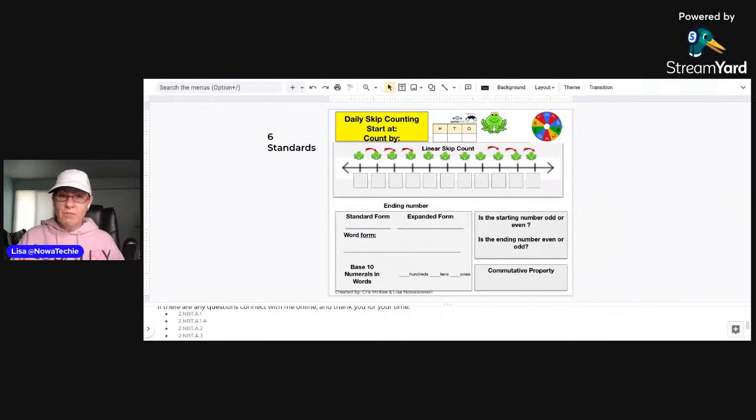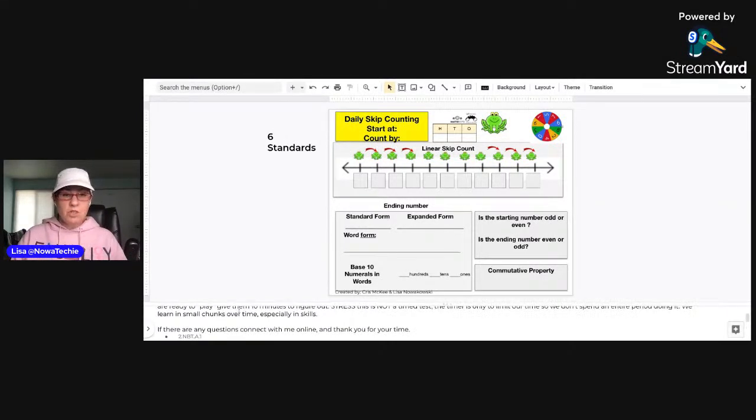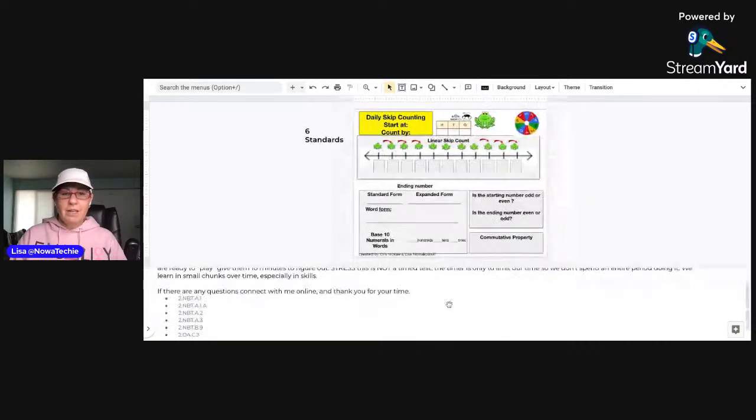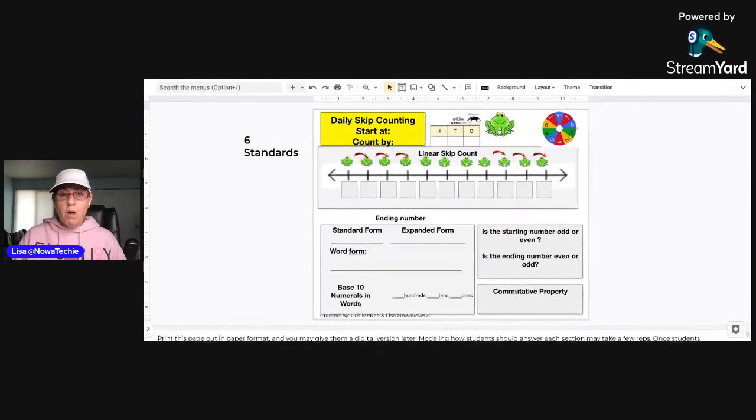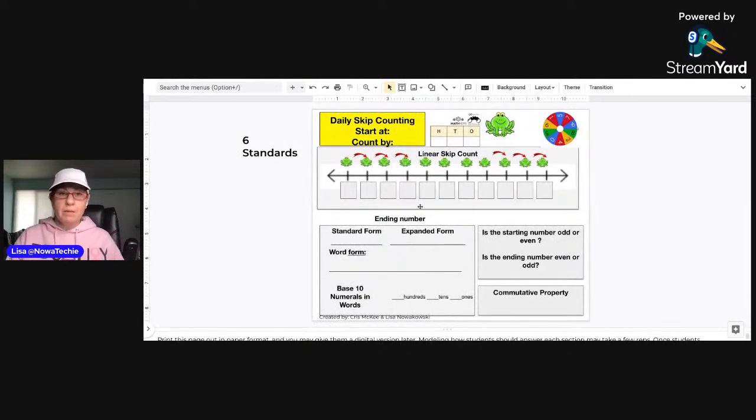So let's make your life a little bit easier. The standards will be listed in the speaker notes. Let me make that a little bit smaller. You can see these are all of the standards that are here. There's a bunch of NBT standards, and then there's an order of operations standard in here as well. These are all on one paper, right?